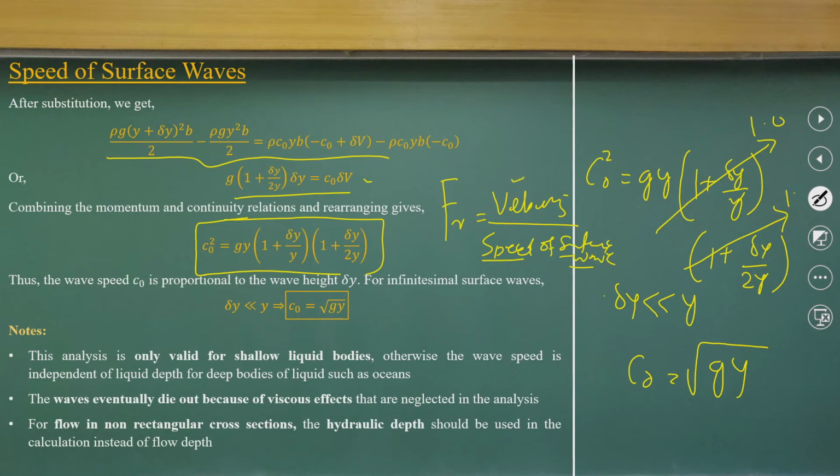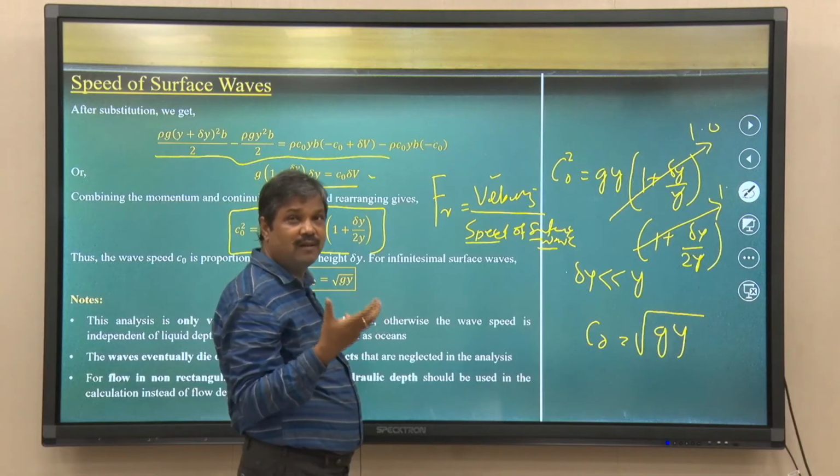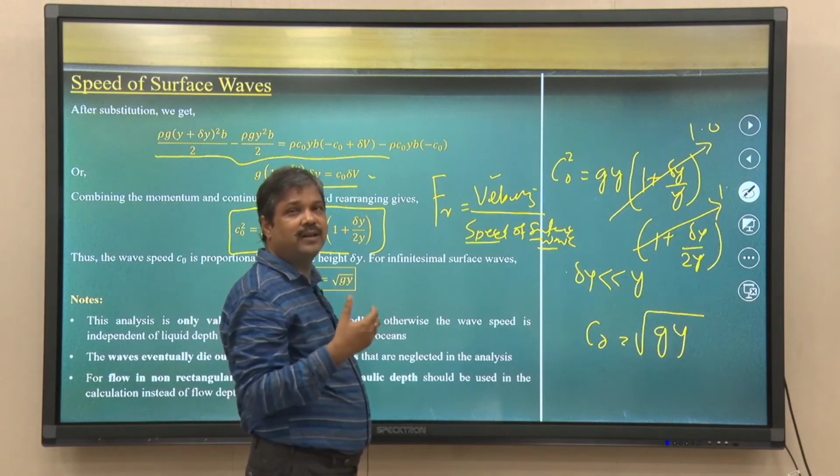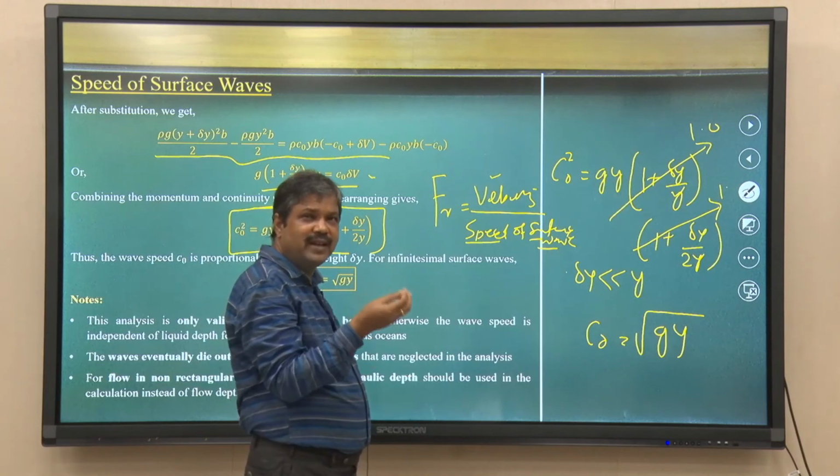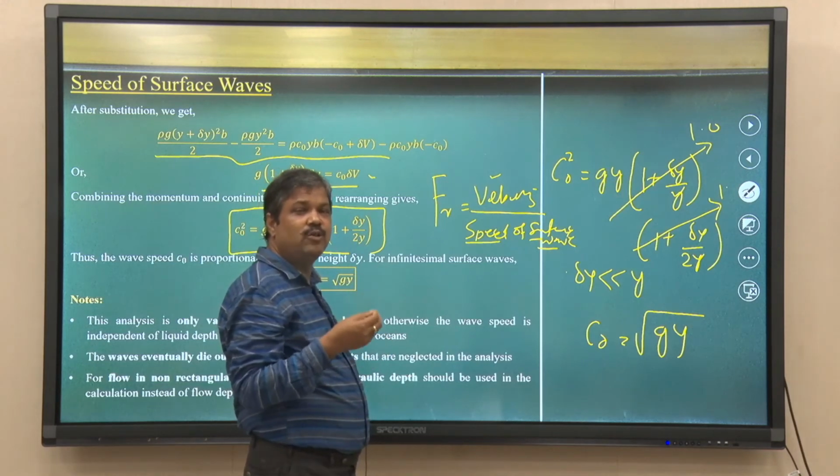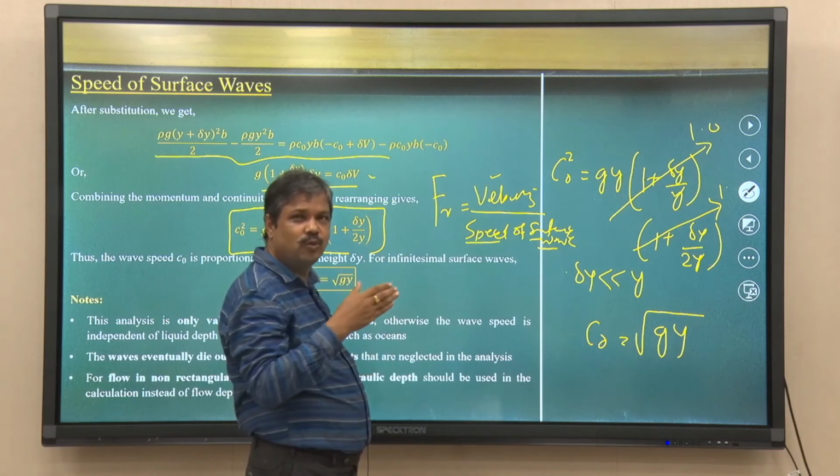If the flow velocity is larger than this, then your Froude number will be greater than 1, and the flow behavior will be supercritical flow. So, if you create any sort of disturbance, it will not propagate upstream, it will go downstream.